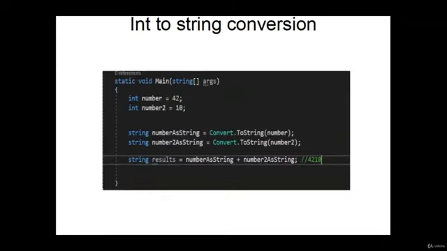Let's look at an example of doing the opposite. Now the same variables, but now they're integers, 42 and 10. On the next two lines, we take those two integers and we use the convert to string method to convert those two integers into strings. And then we add those two together to create the results, and the two strings concatenate into 4210.